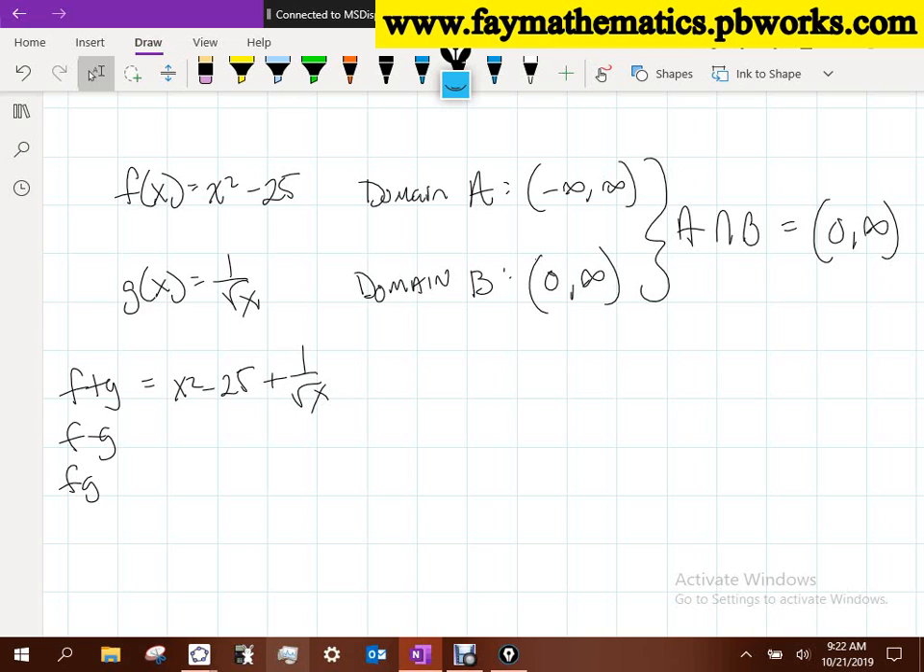Okay? Yes? Wait, so is that the domain for f divided by g or no? It's the starting point for it. Okay? When we're done, when we write f over g and g over f, we got to look to see if there's any additional things that pose an issue. F minus g then, so f minus g would be what, x squared minus 25 minus 1 over root x. Okay. Let's do real quick g minus f.